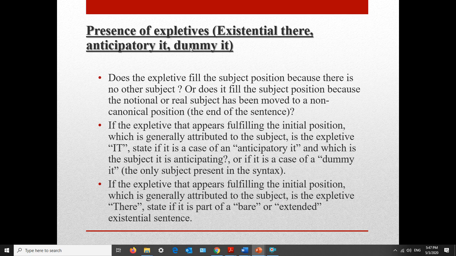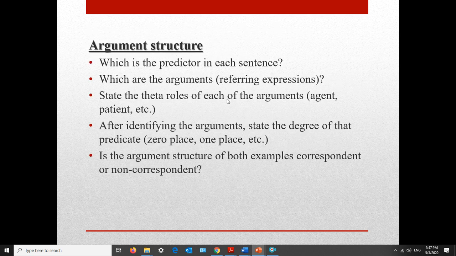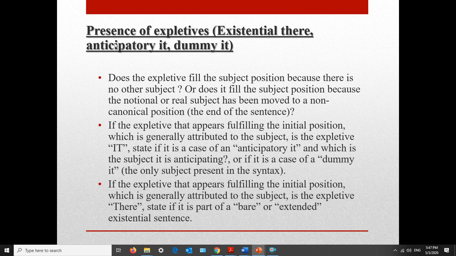If there is presence of expletives, say existential there, anticipatory it, dummy it, that we call expletives in general, the three cases that are specified here as existential, anticipatory, or dummy, all these three cases are instances of this same sort of pronoun, expletive, right? Does the expletive fill the subject position because there's no other subject, as in it's raining? Or does it fill the subject position because the notional or real subject has been moved to a non-canonical position, that is, to the end of the sentence?